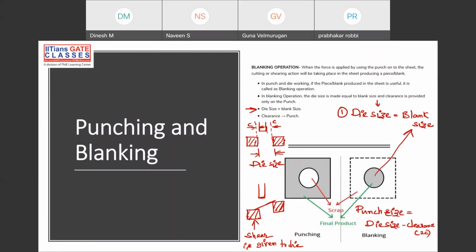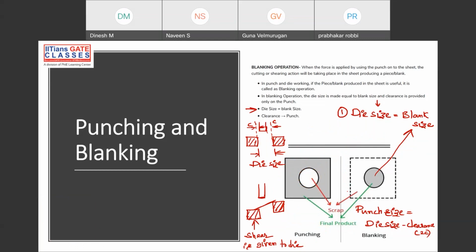If you have a sheet, and you are making a hole onto the sheet, the part where you made the hole was also part of the sheet initially, because initially it is a full sheet and then you made it into a hole like this. Now the thing that you removed after making the hole is scrap. The sheet that is left is the final product. So this is useful, and whatever you removed is not useful, it is scrap. Then this is known as a punching operation.